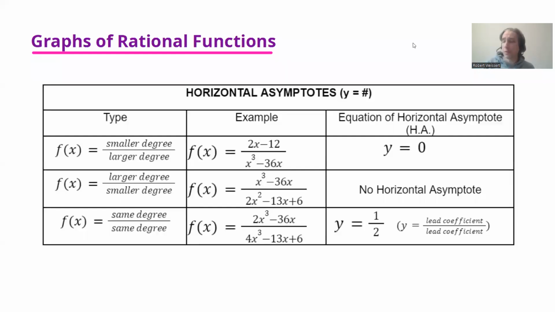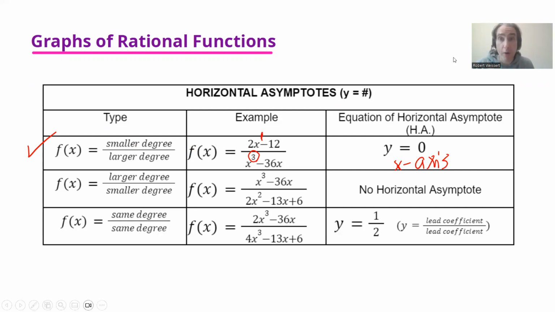So we have a few rules to follow when it comes to horizontal asymptotes. It makes more sense when you see them graphed, but let's examine the first rule right here. When you have a smaller degree on top, like this one, 2x minus 12, the degree here is 1, and a larger degree on the bottom, in this case a third power, those are always going to have a horizontal asymptote that is just the x-axis. So it's just going to be y equals 0. Y equals 0 is the x-axis. I'm going to go ahead and write that.